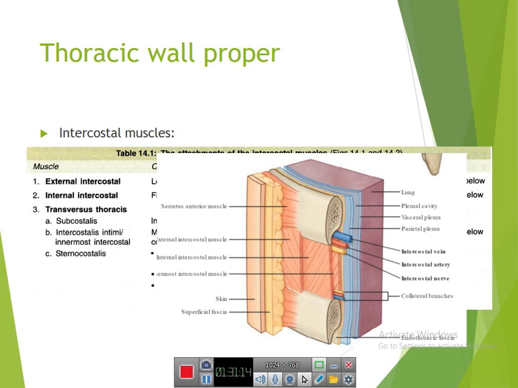And the fibers of the internal intercostal run downward, backwards, and laterally. And the fibers of the transverse thoracic run in the same directions as those of the internal intercostals. So innermost and internal intercostal muscles are the same, but external intercostal muscles are different from all of them.